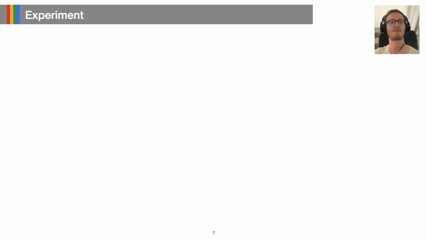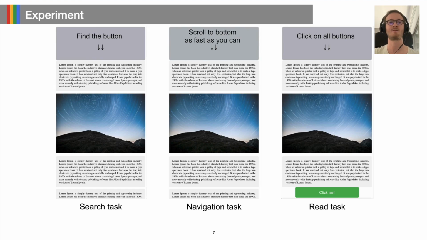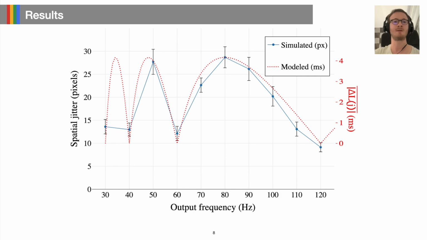jitter. We ran a small experiment whose main objective was to validate the mathematical model we developed in the paper. We used Pixel 3 and Pixel 4 with a 120 Hz input touchscreen as input devices, and we asked 12 participants to perform 3 tasks: a search task, a navigation task, and a read task. We then built a simulator to replay the recorded data and simulate frame times with different output frequencies.